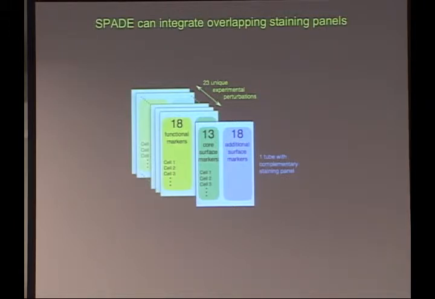The next thing you can do is look at fold change. So you can overlay the information with an additional surface marker, but you can also take advantage of the different expression patterns of your functional markers from condition to condition.